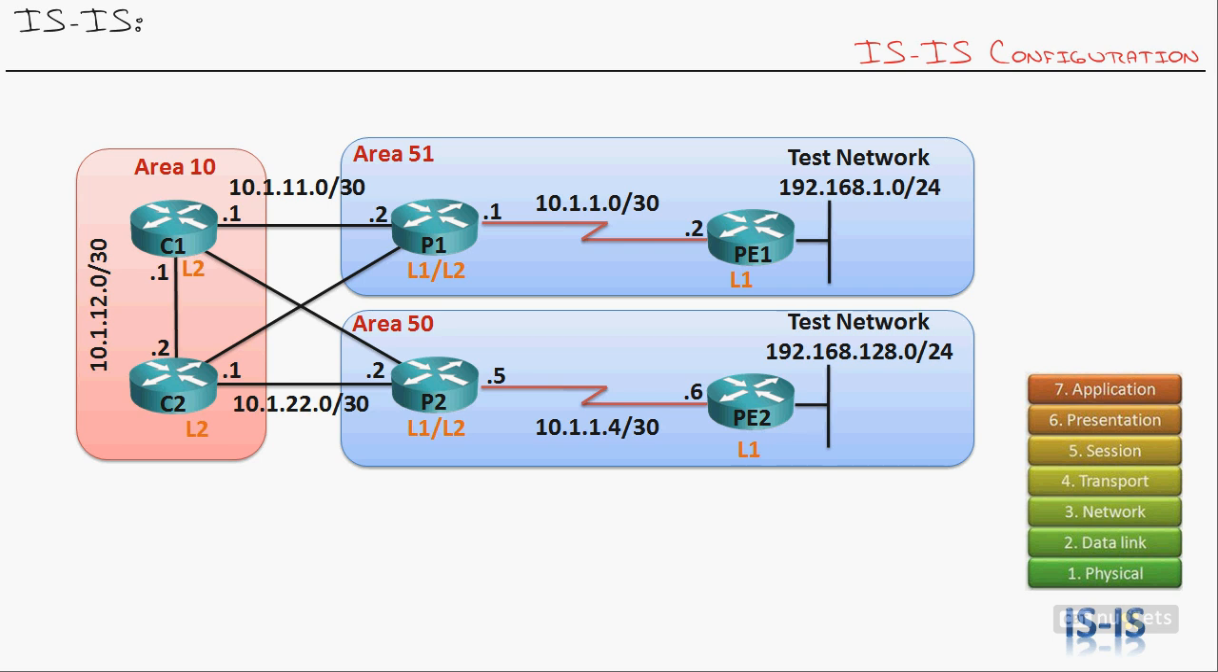ISIS configuration. Let's get oriented. You can see from the topology on the screen we have 6 routers divided into 3 different areas. Now, if you're like most people getting into ISIS, you have a background in OSPF. So let me start there as a comparison.